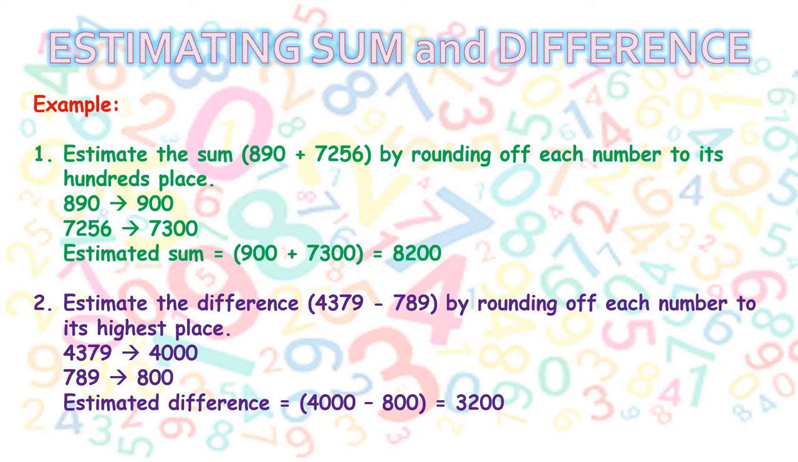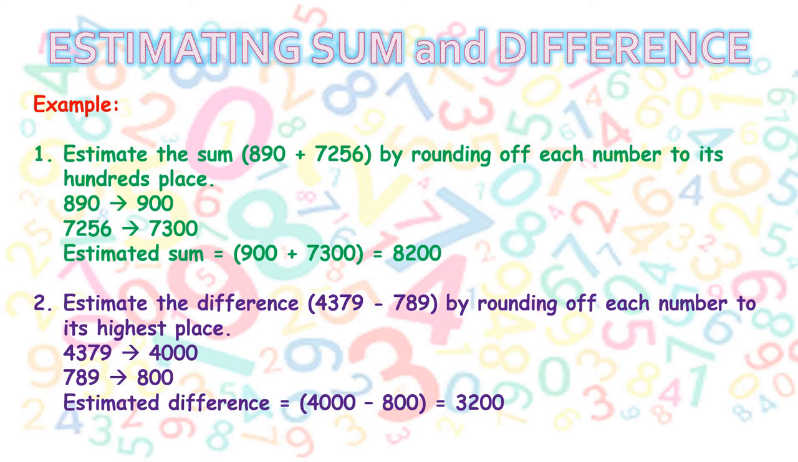So we have to follow whatever instructions have been given, and if no instruction has been given, you have just been asked to estimate the sum, then you add both the numbers or all the given numbers rounded to their highest places. Okay, so in this question hundreds place is given, so we will round off each number to its hundreds place. So 890 will become 900 and 7256 will become 7300. So the estimated sum will be 900 plus 7300, that is 8200.